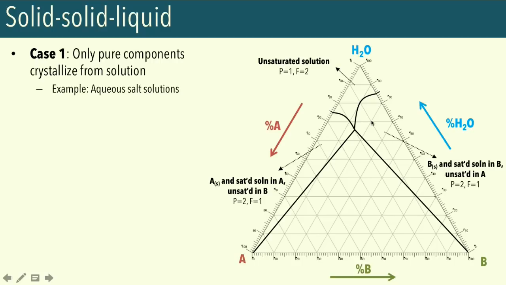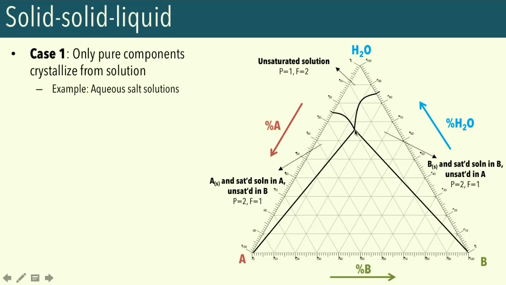Note, however, that we have not yet achieved the saturating limit for A. So therefore, our solution here is unsaturated in A. But we have two phases because B solid here starts to form, because we achieve the saturating limit of B. Note here that we have the meeting of our solubility limits of A and B.